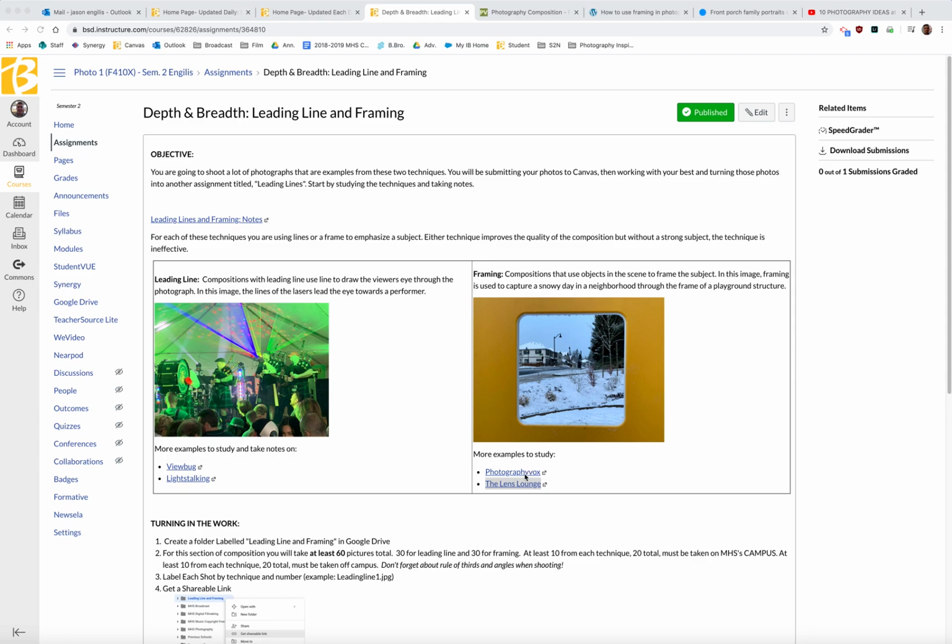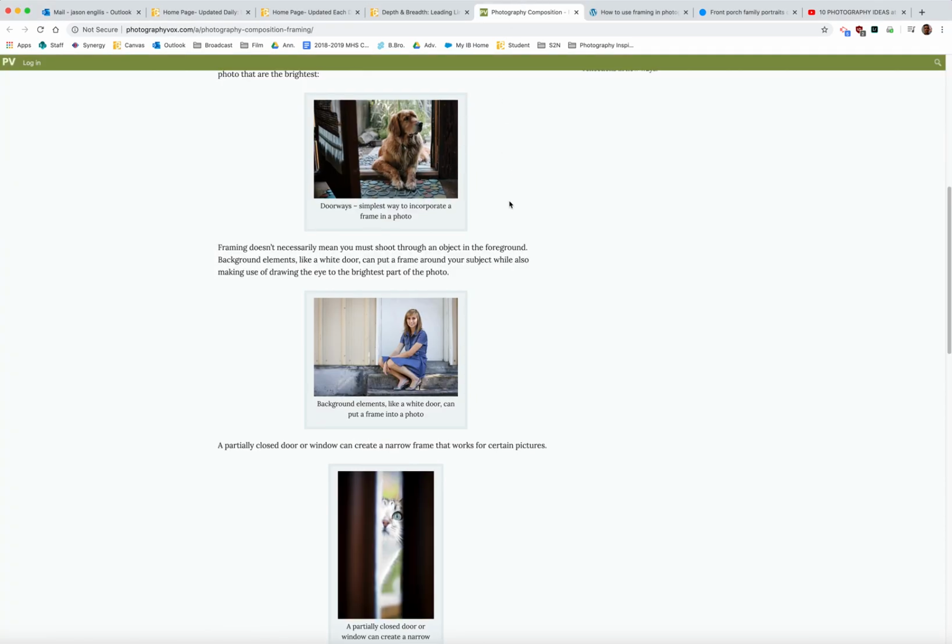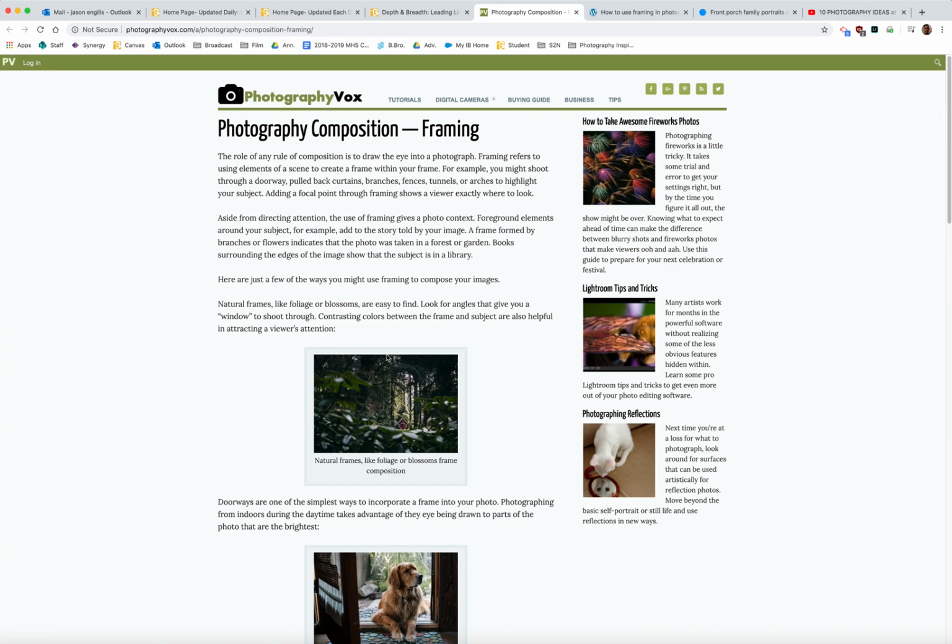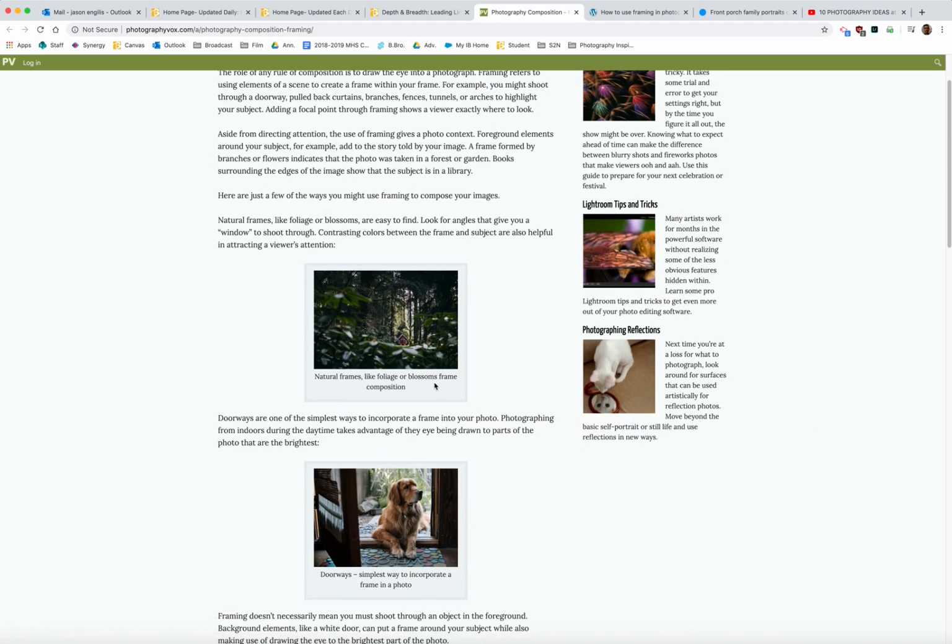There are two example links, the Photography Vox and the Lens Lounge. Let's go ahead and take a look at those and talk a little bit more about how you can use framing in your compositions. So here is a frame, it's called a natural frame, but they're using leaves to frame. Notice that depth of field is at play, so the framing is out of focus, and that's okay. In this particular subject, on the bottom right hotspot, you see a little barn and a house, and that's the subject in the story. So the frame is being used effectively there.